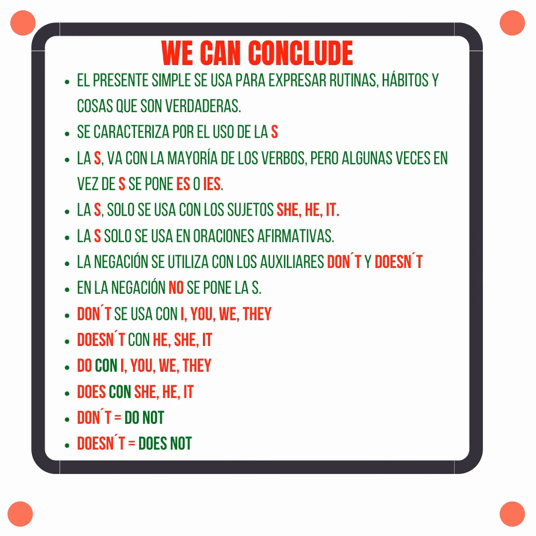We can conclude. Podemos concluir que el presente simple se usa para expresar rutinas, hábitos y cosas que son verdaderas. Se caracteriza por el uso de la S. La S va con la mayoría de los verbos, pero algunas veces en vez de S se pone ES o IES. La S solo se usa con los sujetos she, he, it. La S solo se usa en oraciones afirmativas. La negación se utiliza con los auxiliares don't y doesn't. En la negación y en la pregunta no se pone la S.